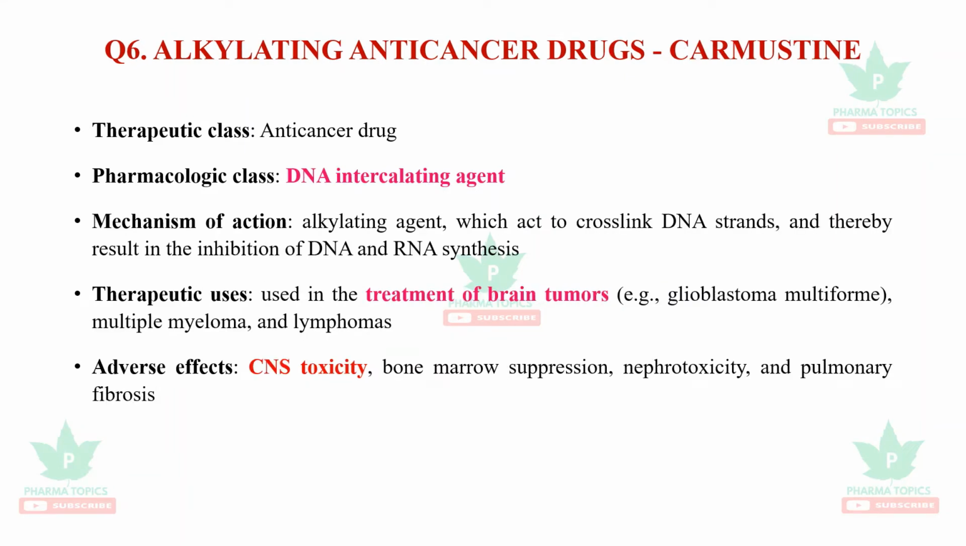Question number 6 is CARMUSTINE. A short note on CARMUSTINE. It's a DNA intercalating agent. The same mechanism, it cross-links the DNA strands in the cancerous cells and causes inhibition of DNA and RNA synthesis. It crosses the blood-brain barrier. It is used in treatment of brain tumors such as glioblastoma, then multiple myeloma and lymphomas. The adverse effects include CNS toxicity, bone marrow suppression, nephrotoxicity and pulmonary fibrosis.